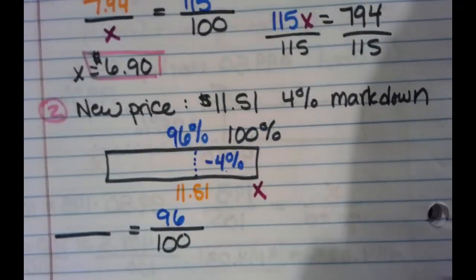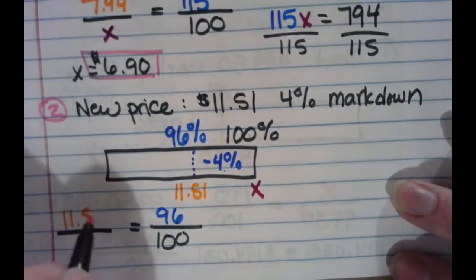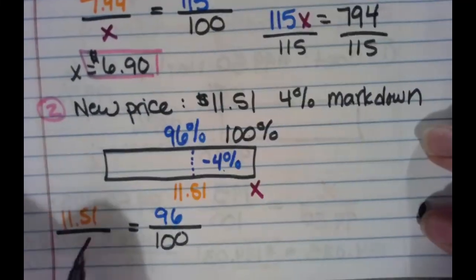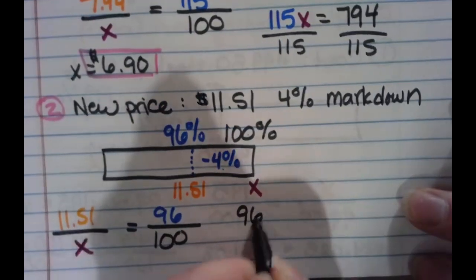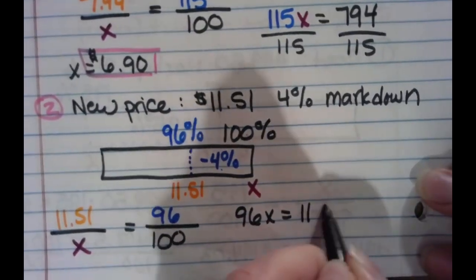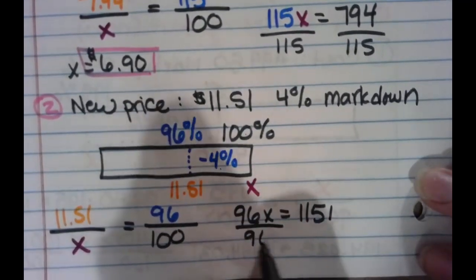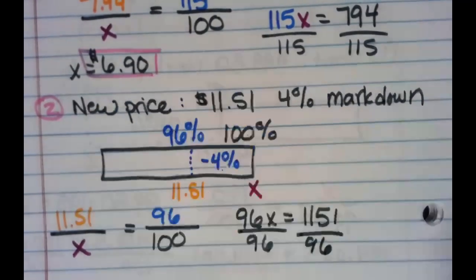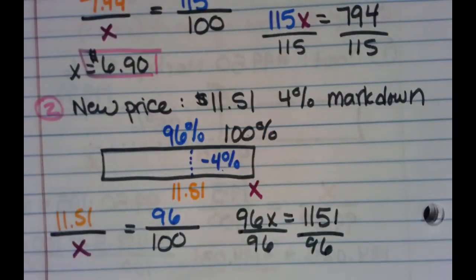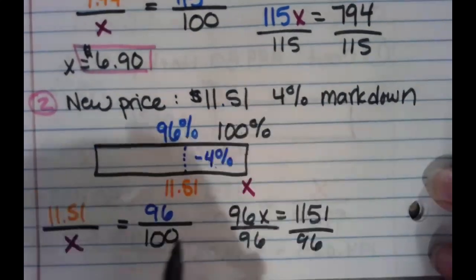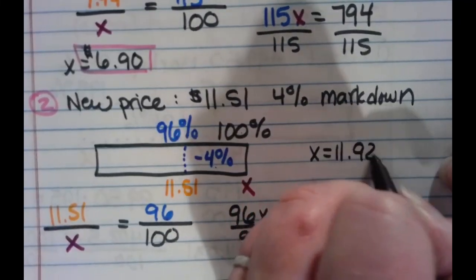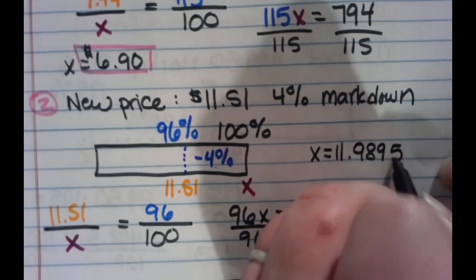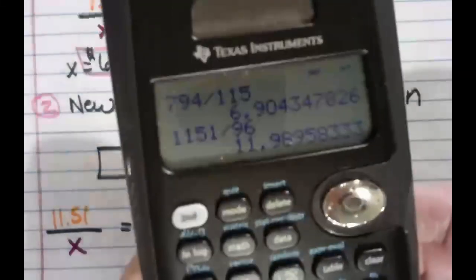That goes on, let's see, new over original, and original is what we don't know. So we'll go ahead and do that cross multiplication. We did 96x equals 11.51, divide by 96. And we get x equals 11, and it goes 9895, and some more numbers, if you can see that.